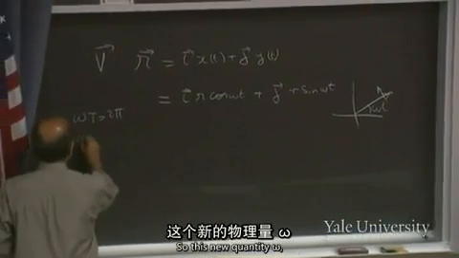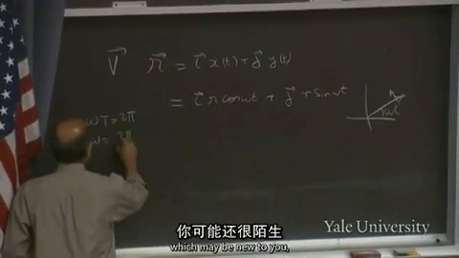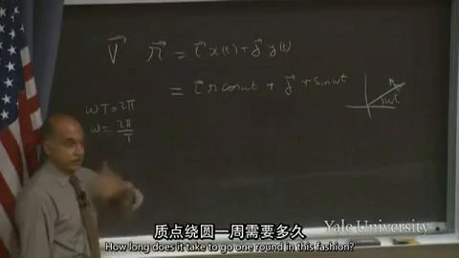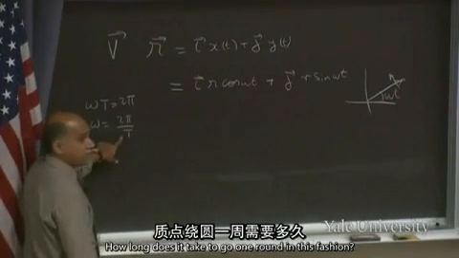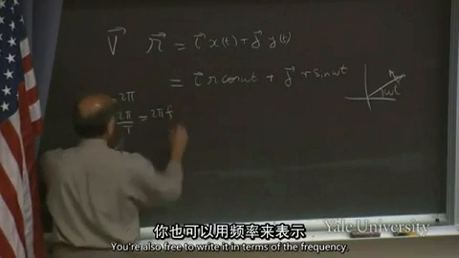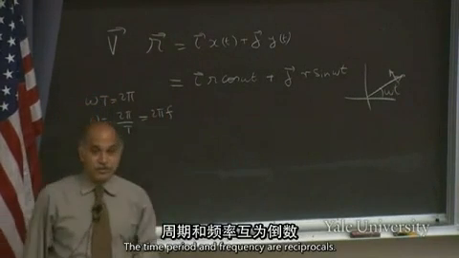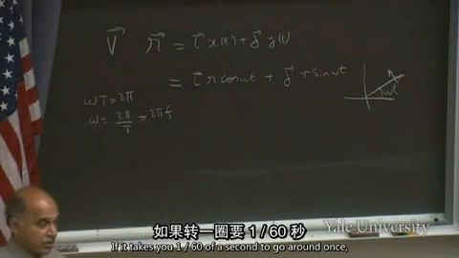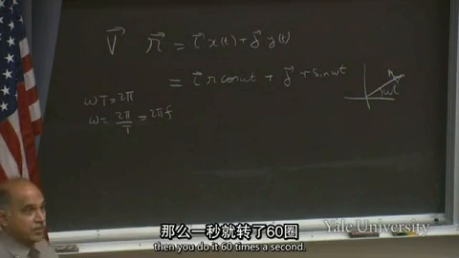So this new quantity omega, which may be new to you, is related to the time period for which you have an intuitive feeling. How long does it take to go one round in this fashion? You're also free to write it in terms of the frequency. The time period and frequency are reciprocals. If it takes you 1/60th of a second to go around once, then you do it 60 times a second.